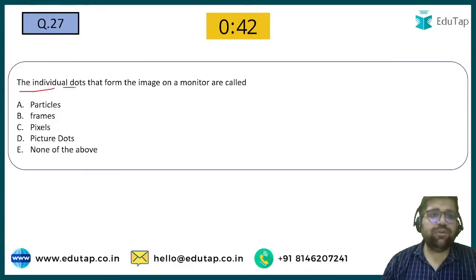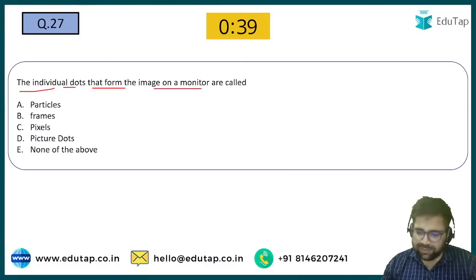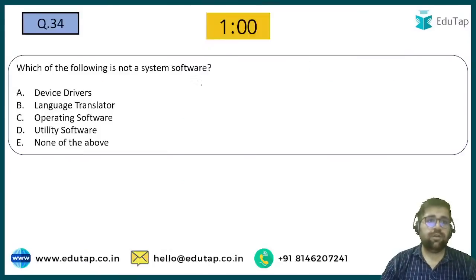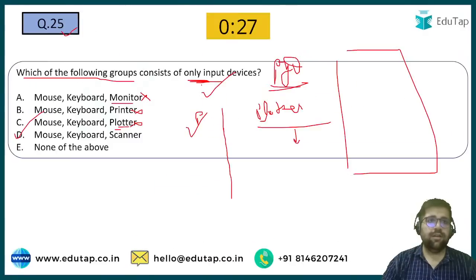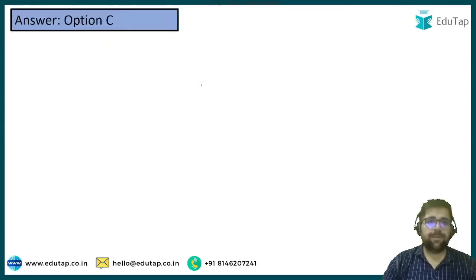Okay, the individual dots that form the image. Now, this is one of the easiest questions. Sorry. What is happening? Just a second, guys. I think some software crunch happened. Now, yes.